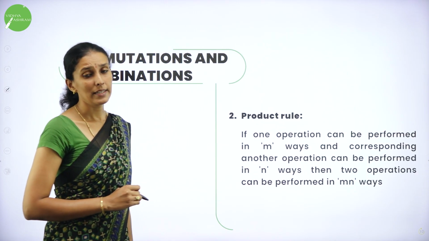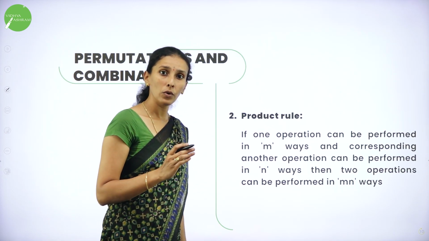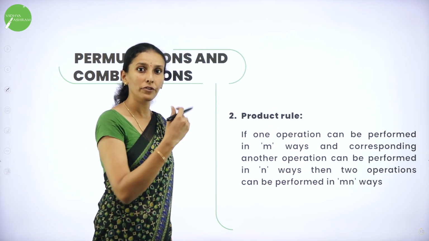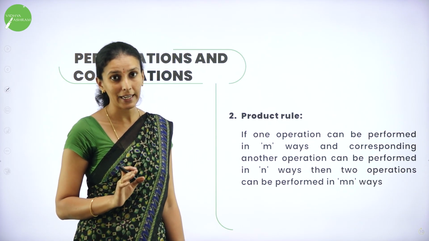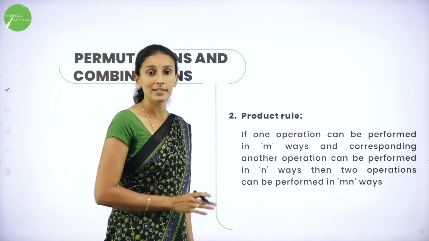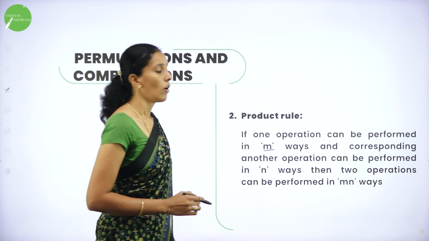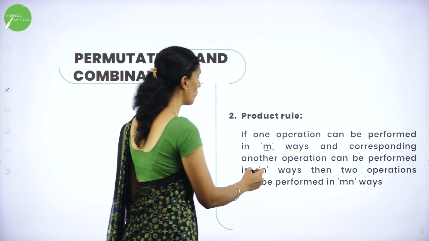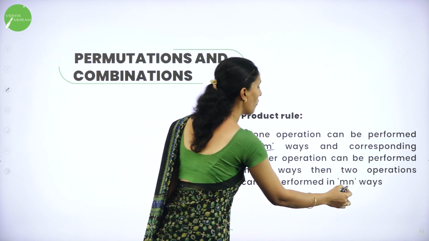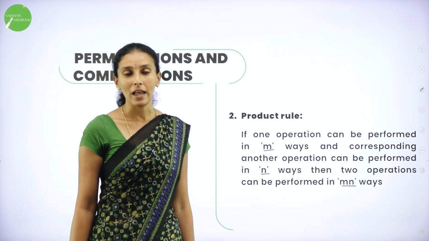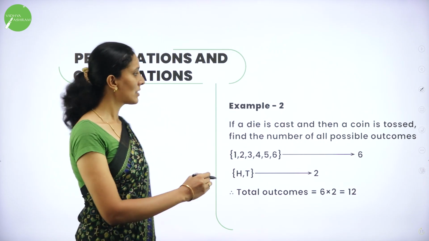The next one is the product rule. What does the product rule say? As I said, in the sum rule, m arrangements and n arrangements happen differently. They will not disturb each other. They will not occur simultaneously. Whereas suppose they occur simultaneously, what happens? Then we use the product rule. That is, if m ways of operations can be performed and n ways of operations can be performed, when they occur simultaneously, the number of operations can be performed in mn ways, that is m into n ways.